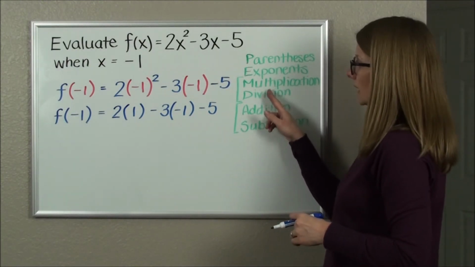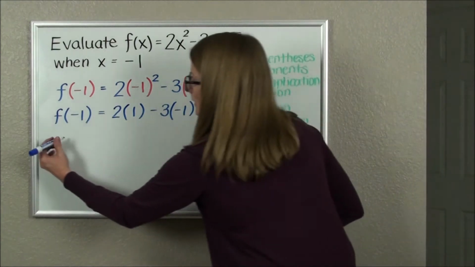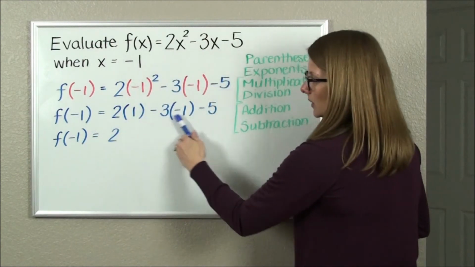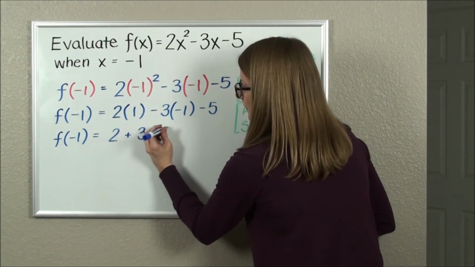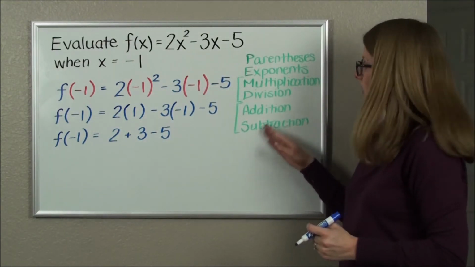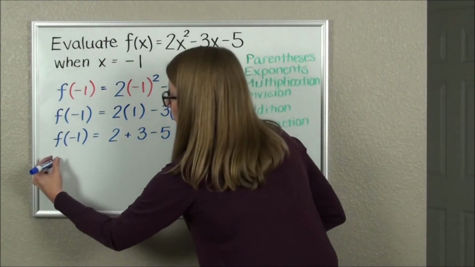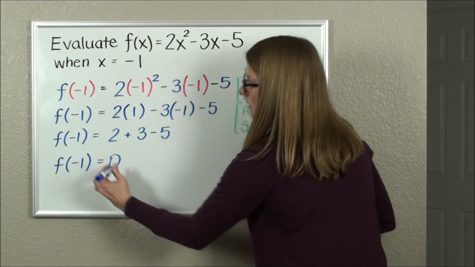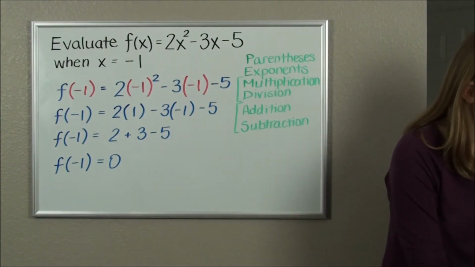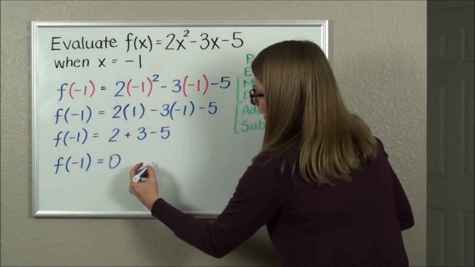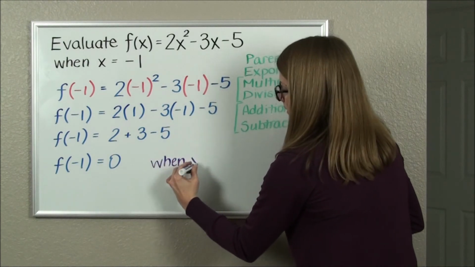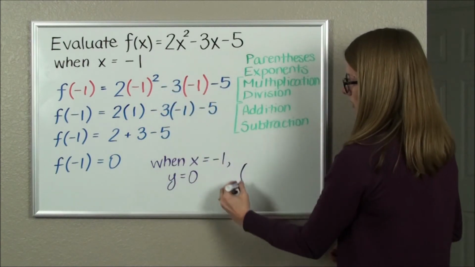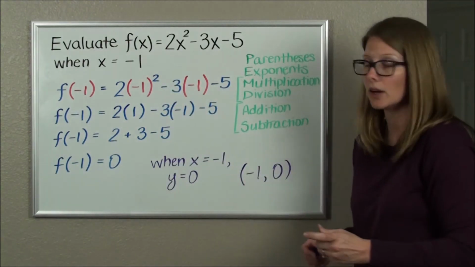So I handled the exponent. Now I'm going to go to the multiplication or division step. I do see a couple multiplications. Let's go ahead and do those. So 2 times 1 is 2. -3 times -1 is +3. And now at the end I've got the addition and subtraction, which again I handle left to right. So 2 plus 3 gives me 5. And 5 minus 5 gives me 0. And so what this tells me is that for this new function, when x is -1, y is 0, and so a point on this function would be -1 comma 0.